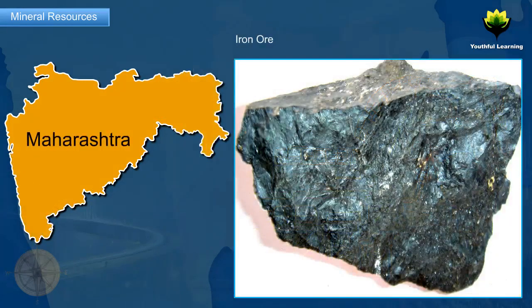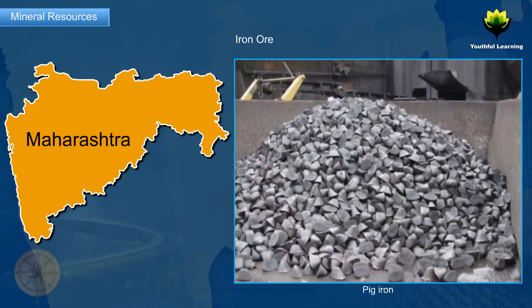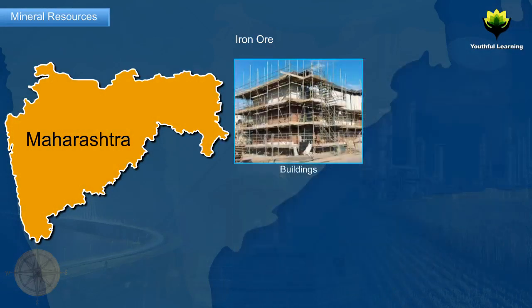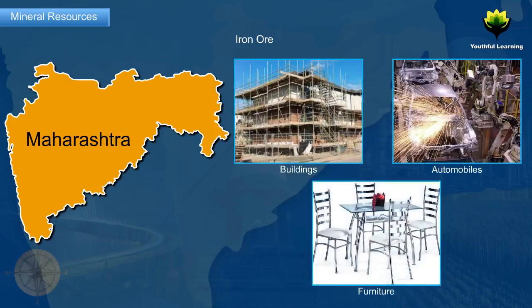Iron ore. Iron is the second most abundant metal on earth. Iron ore is a rock from which metallic iron is obtained. Iron is a raw material for pig iron, which in turn is used to make steel. Steel is extensively used to construct buildings, automobiles, furniture, etc. Hence, iron is the backbone of various industries.